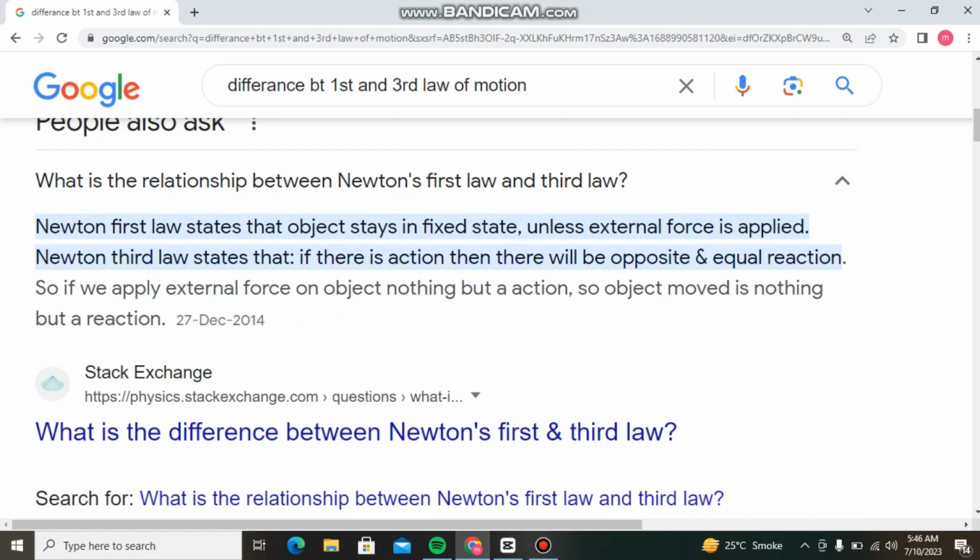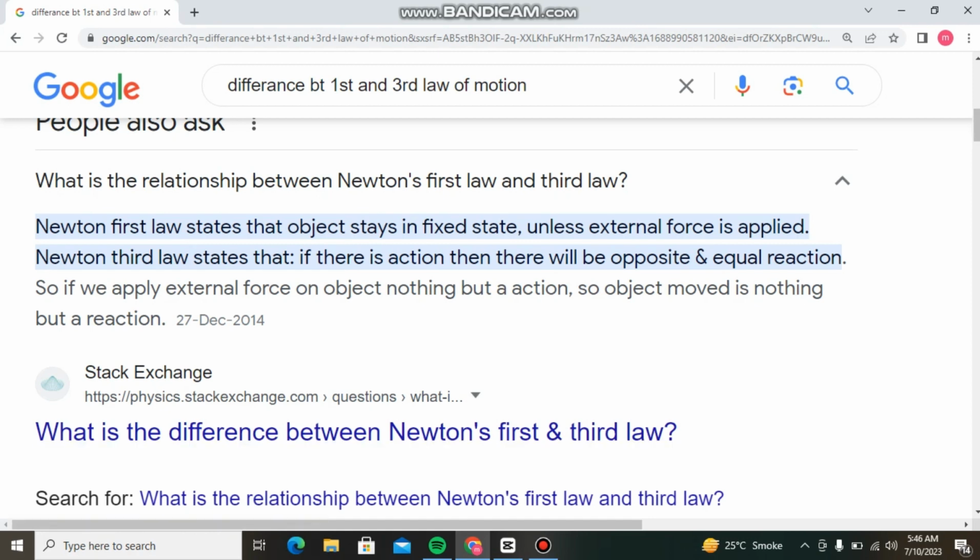Newton's first law states that an object stays in a fixed state unless an external force is applied. Newton's third law states that if there is an action, then there will be an opposite and equal reaction. I repeat, Newton's first law states that an object stays in a fixed state unless an external force is applied. Newton's third law states that if there is an action, there will be an opposite and equal reaction.